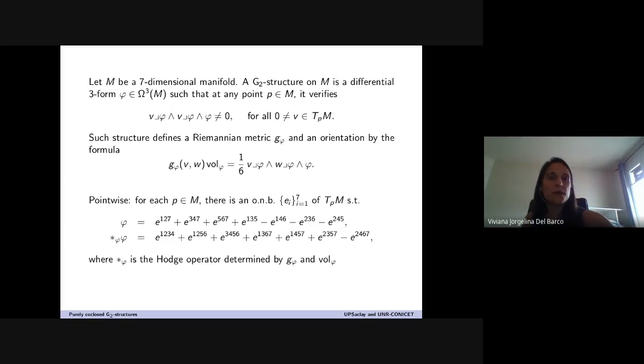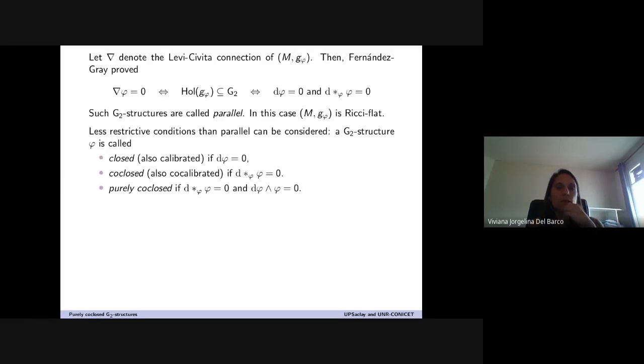So not every 7-dimensional manifold admits such structures. There are topological obstructions. If we denote by nabla the Levi-Civita connection of the manifold, then there's a very well-known result saying that the 3-form is parallel with respect to the Levi-Civita connection if and only if the holonomy of the metric is a subgroup of G2, and this is equivalent to the 3-form being both closed and coclosed. This is why it is interesting, because of the special holonomy. It is also known that any such manifold is Ricci flat. When the 3-form is parallel, the G2 structure is called parallel.